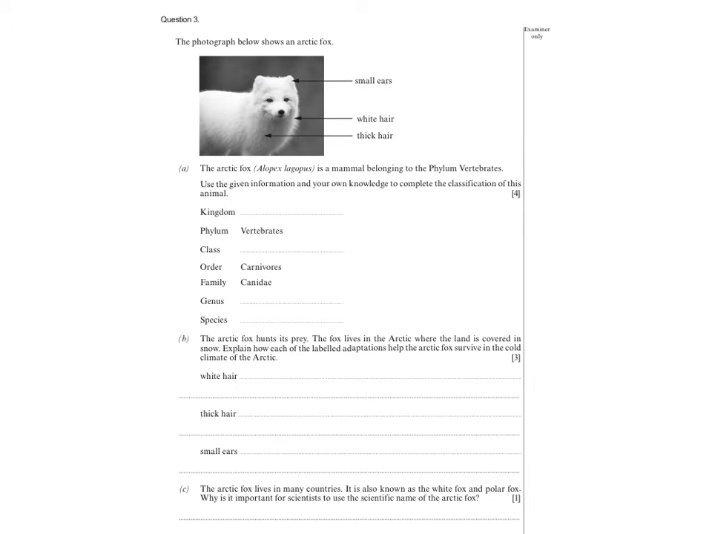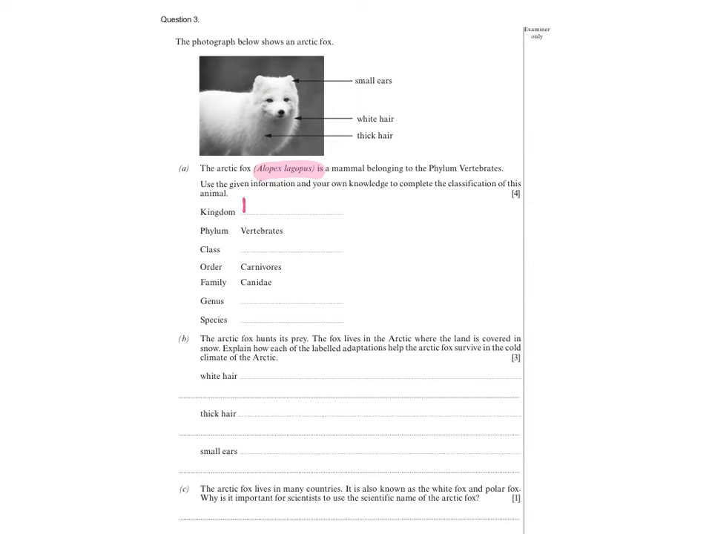The photograph below shows an Arctic fox. Okay, you've all seen this question before. I like this question because it really gets you thinking. Then it goes, the Arctic fox, in brackets, Alopex lagopus, is a mammal belonging to the phylum Vertebrates. Use all the information given and your own knowledge to complete the classification of this animal.